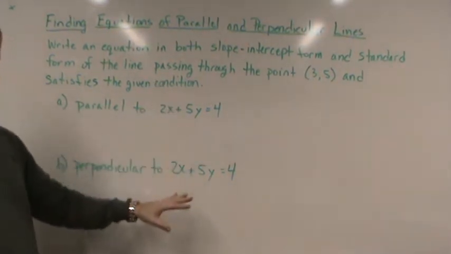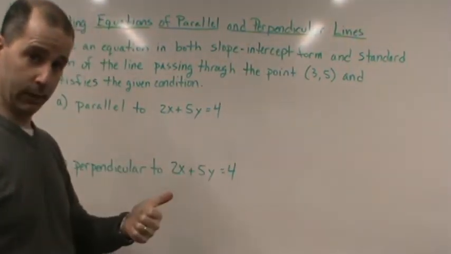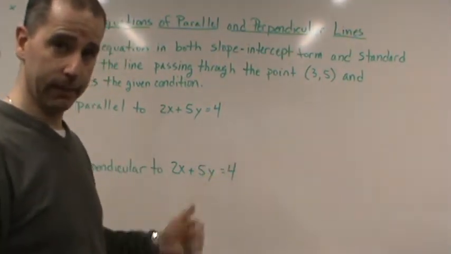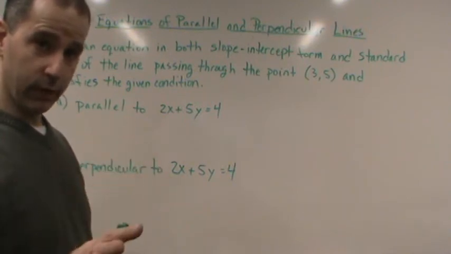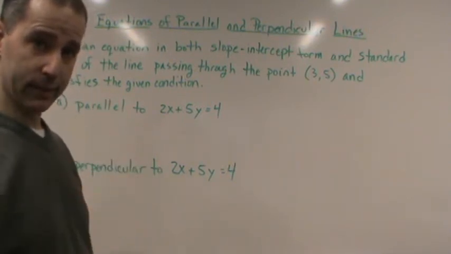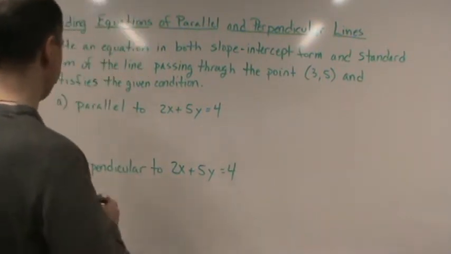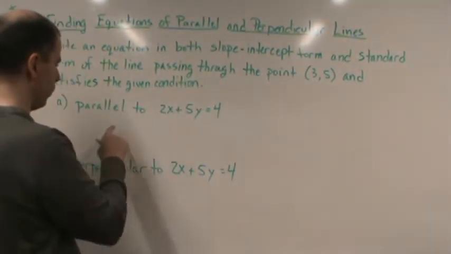So we're going to find a line that passes through this point that is parallel, and one that is perpendicular to this line. Then we're going to write the equation of the line in both slope-intercept form and standard form. Okay, so let's get started. We've got the point, and so we want to do parallel.